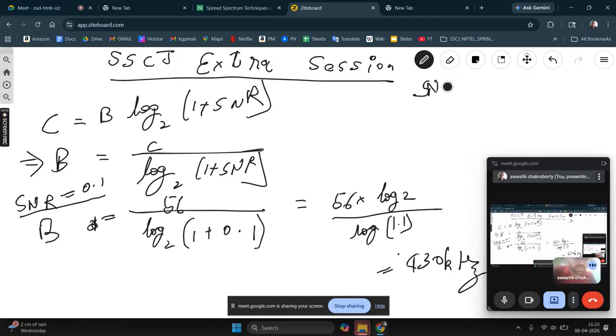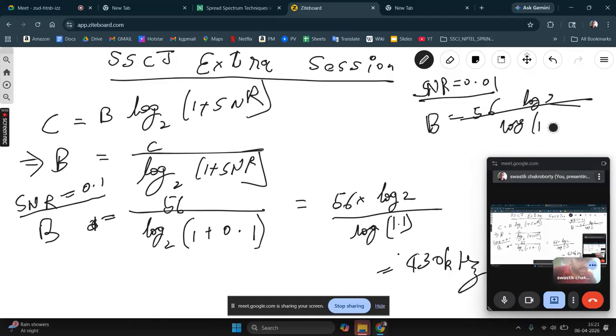Next, for SNR equal to 0.01, the bandwidth will be 56 log 2 by log 1.01. So this will be 3.9 megahertz. So as you see, the worse the SNR gets, to maintain the same data rate you are needing higher and higher bandwidth. So your bandwidth efficiency reduces with SNR.